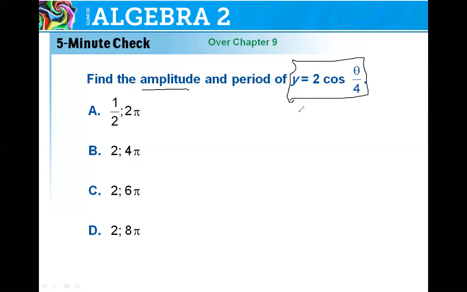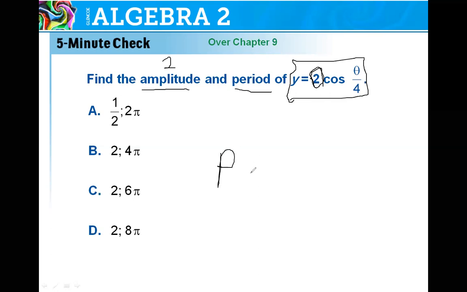The amplitude is the coefficient of the function. The coefficient here is what? Number 2. So the amplitude is 2. So about the amplitude, we get it as 2. And the period?